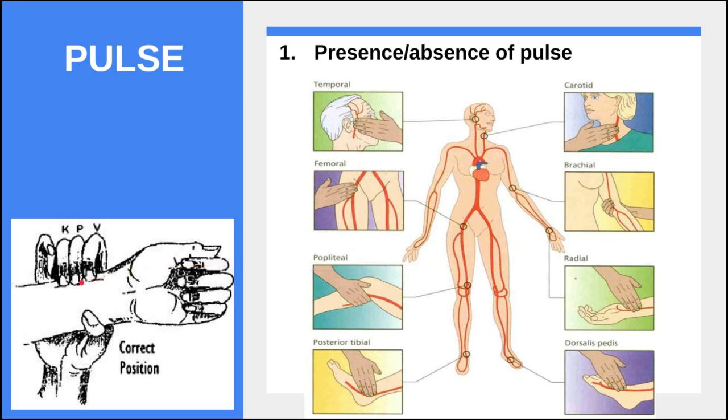Then radial pulse is the most commonly assessed pulse due to ease of access. It is assessed using the index, middle, and ring finger. And if the radial pulse is feeble or not palpable, we can try the larger arteries like the femoral and carotid artery.